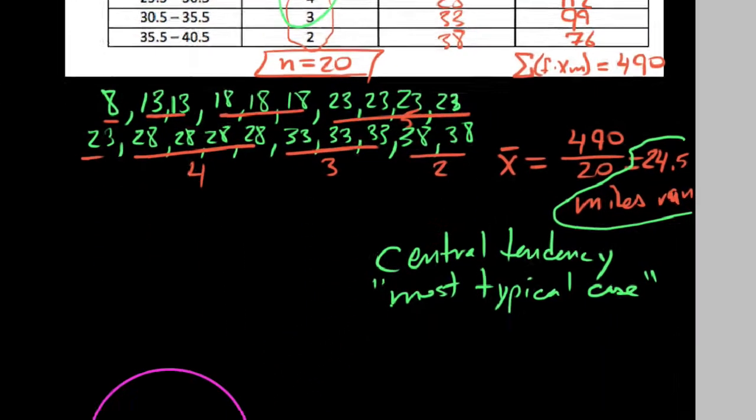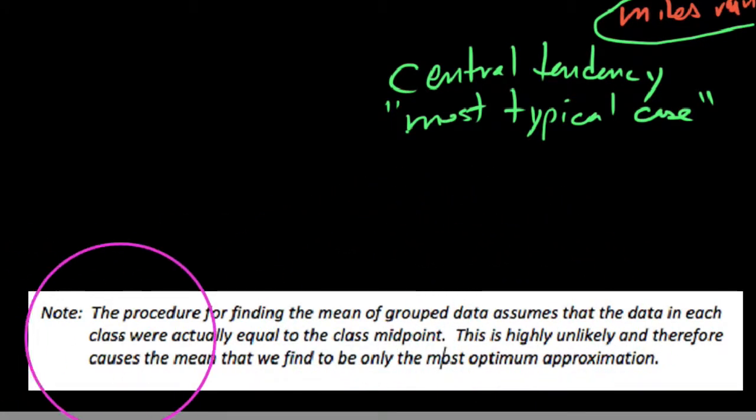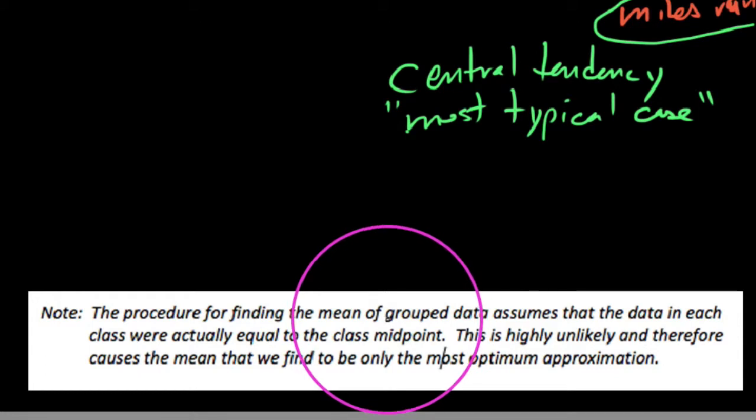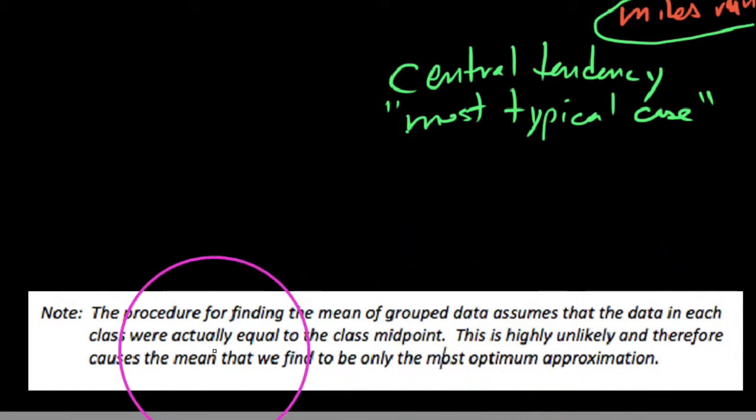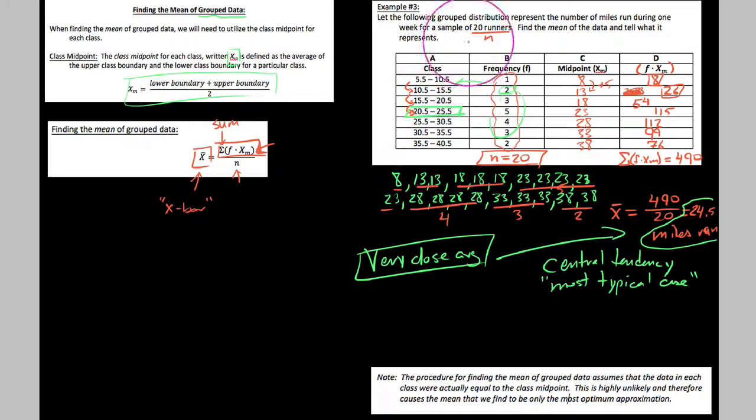So I just want to point one thing out here. We say the procedure for finding the mean of group data, we assume that the data in each class were actually equal to the class midpoint, and that this is highly unlikely and therefore causes the mean that we find to be only the most optimum approximation. So this average here is not the actual average, but is a very close average, okay? And the reason why is because we don't know that everybody ran exactly the class midpoint, but that's the best guess we could get. So this is kind of the procedure for finding the average of grouped data.